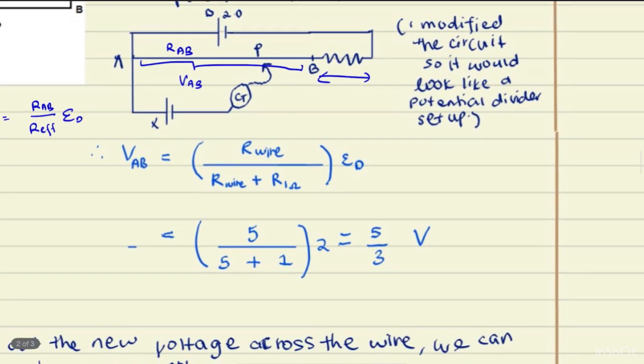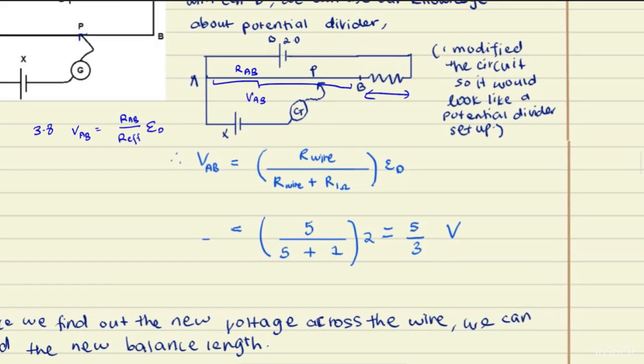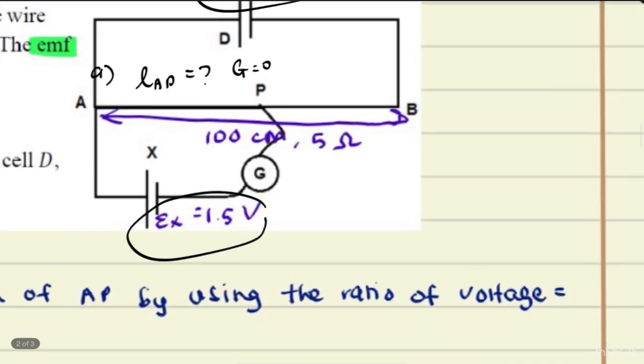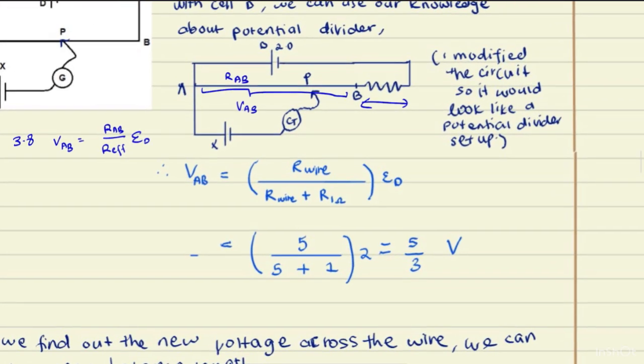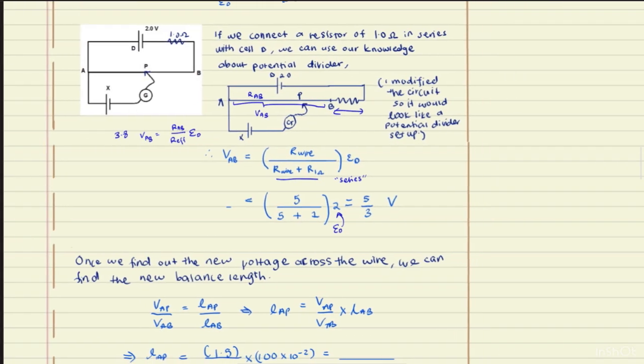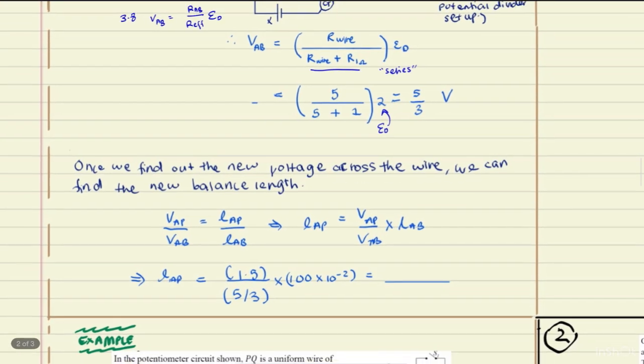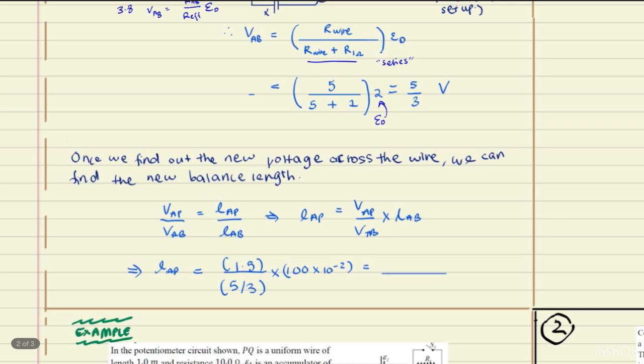So this is what I did. We know the resistance of the wire is 5 ohm, given in the question earlier. And then we have the resistance of the wire plus R, 1 ohm, because they are in series, and series can be added directly to find the effective resistance. Then the EMF of D is 2 volts. So we get 5/3 volts.